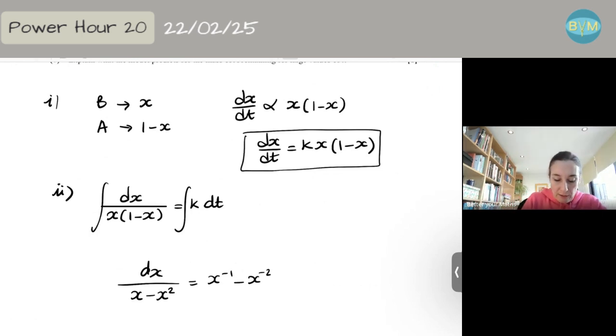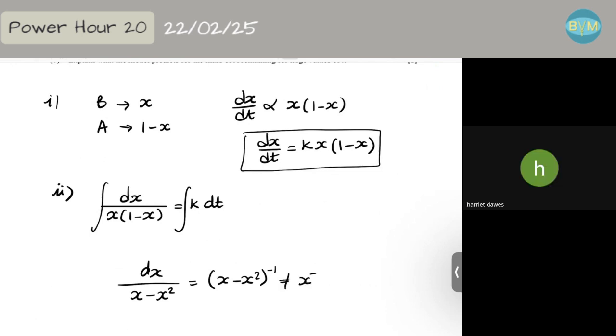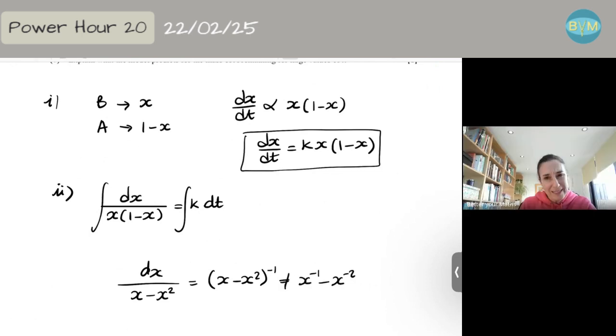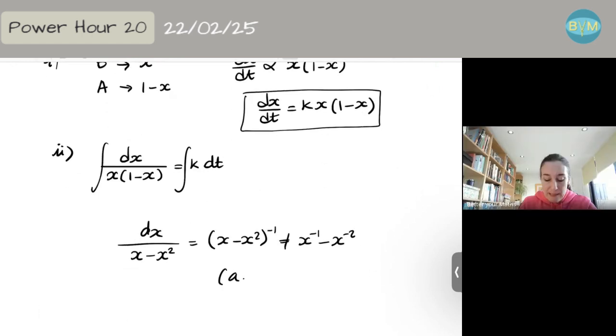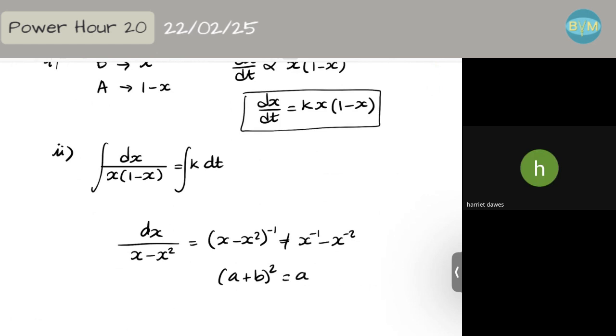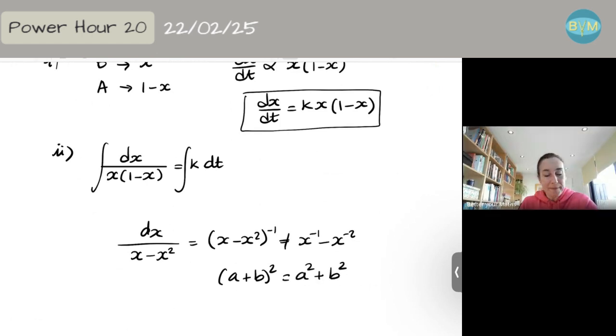So you cannot do that because it's not the same: x minus x squared, to the power of -1. If I bring that whole thing to the numerator, it will be the whole thing to the power of -1, and this is not the same as x to the power of -1 minus x to the power of -2. Same as a plus b squared is not a squared plus b squared or cubed. So we cannot do that. We can multiply, but I don't think it's going to help.